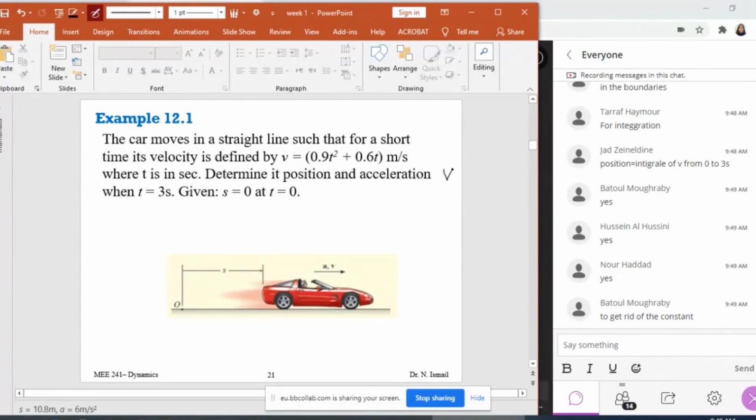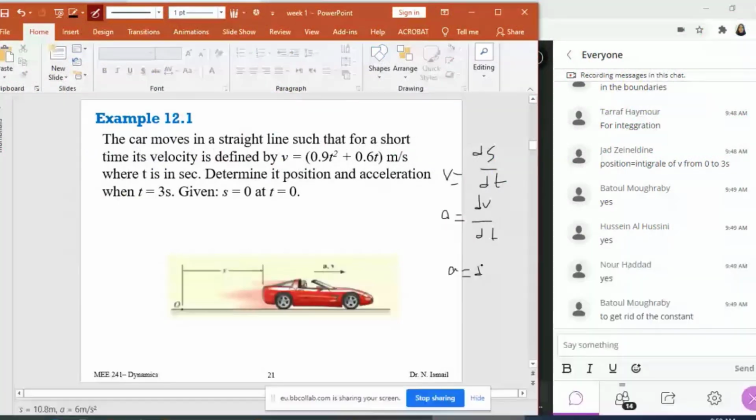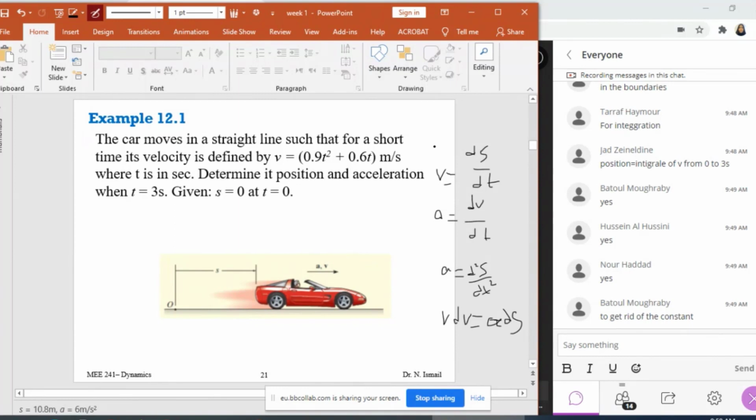What are the equations? Basically, v = ds/dt. This is the first equation. a = dv/dt. This is the second equation. a = d²s/dt². This is the third equation. And the last one is v dv = a ds. This is the fourth equation. What do you think, guys? What is the convenient equation to use from these equations?